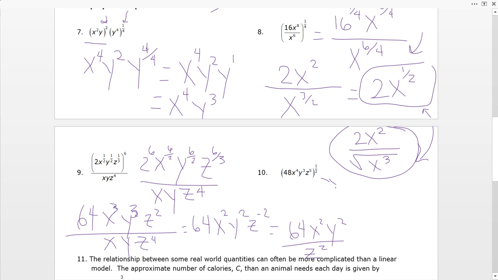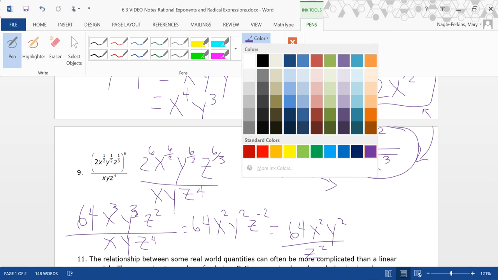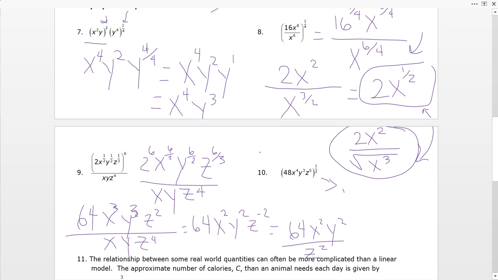Okay, number 10. I'm going to change colors just so you can see it. Okay, so I have the square root of 48, x to the 4 over 2, y to the 3 over 2, z to the 5 over 2. Square root of 48 is not a whole number, so I'm actually going to just leave square root of 48. X squared, y to the 3 over 2, and z to the 5 over 2.